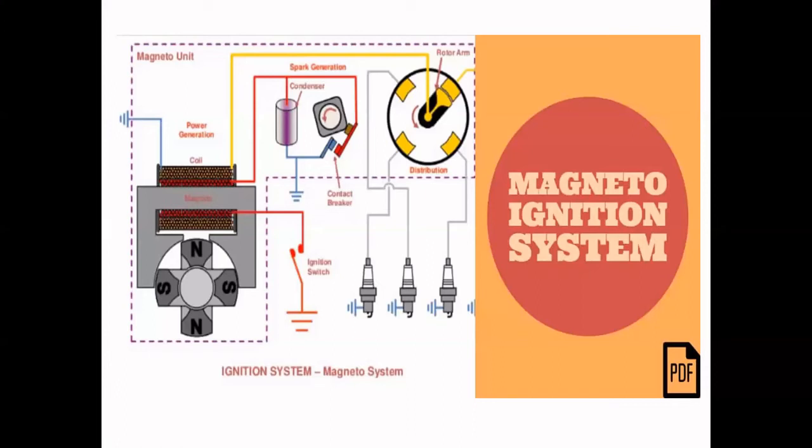Once the breaker is closed, the rotor starts rotating and it starts producing the voltage. Once the breaker is open, you can see on the screen it is in open position. Once the breaker is open, current flows through the condenser, and the condenser is charged. Are you understanding?